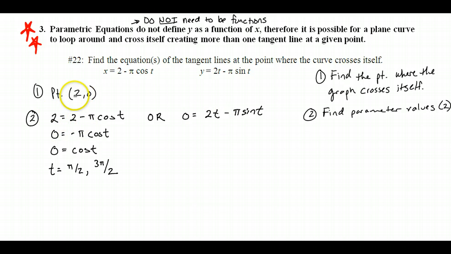Usually you start with x first just because x is your first value in your point. But if the x one seems really difficult to solve for, try solving it in terms of the y equation. But this is the one I'm not going to use, and I don't need to use it. I found my parameter.